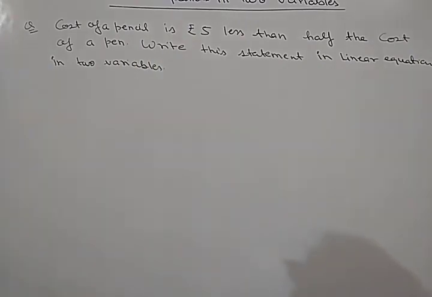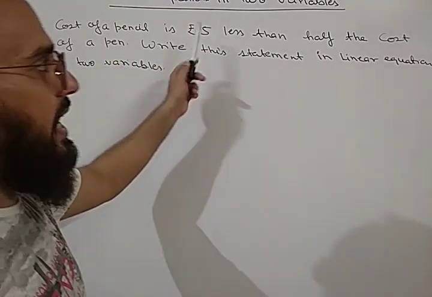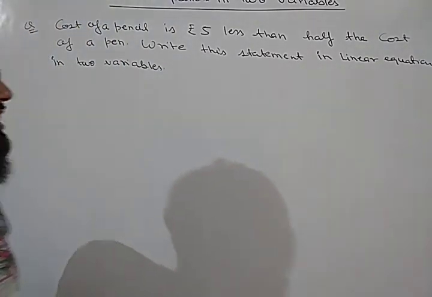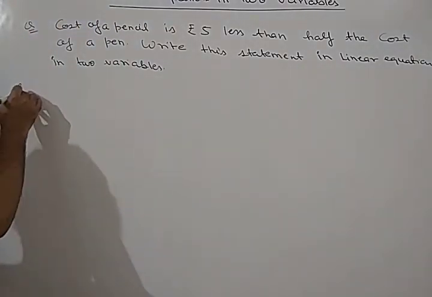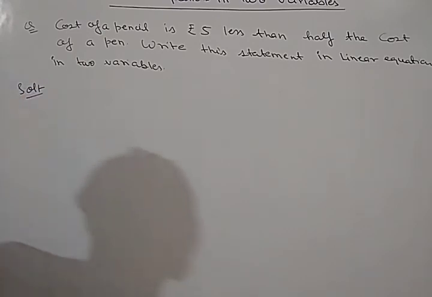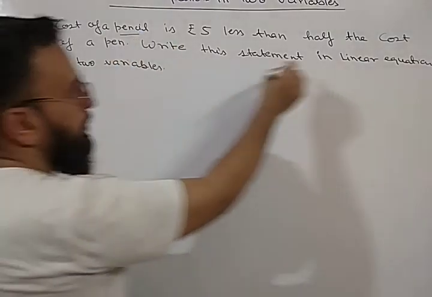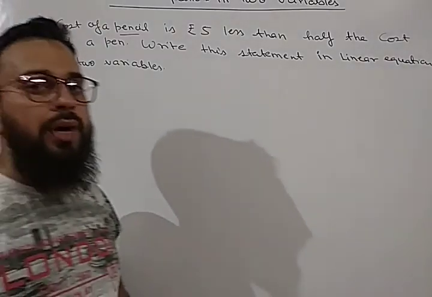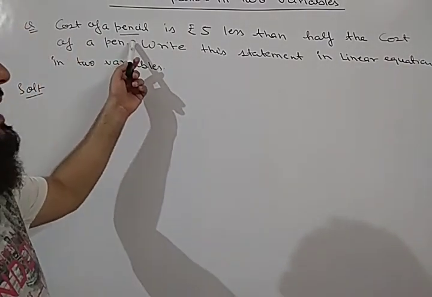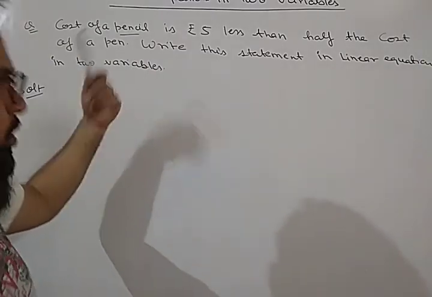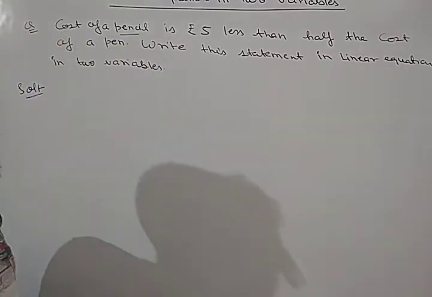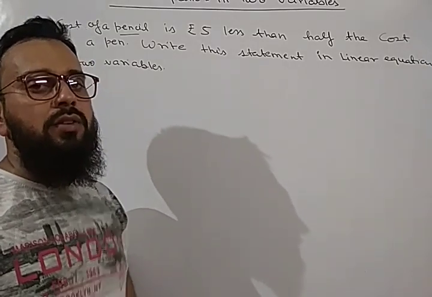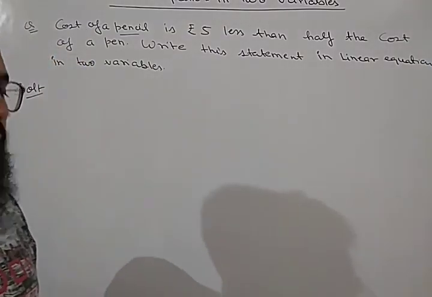Okay, now this is our question. Cost of a pencil is rupees 5 less than half the cost of a pen. Write this statement in the linear equation in two variables. So let us start again. Now we have given two things, pencil and pen. So we will take two variables x and y. We can take the cost of pencil as x, cost of pen as y, or cost of pen as x and cost of pencil as y. It depends on you which quantity you convert. You can take x and y, it depends on you.